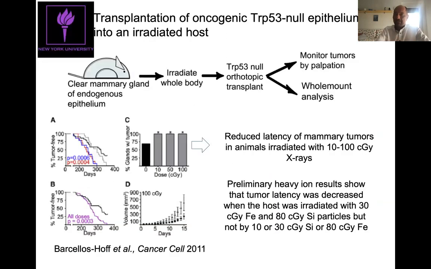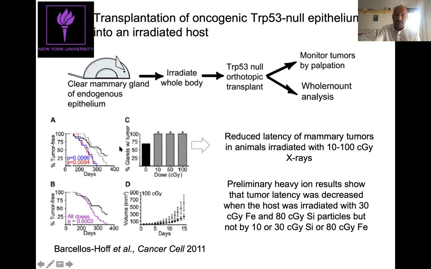I will show you some real data, also to show you how complicated the story is. You remember that I told you that the model of accumulation of mutations does not explain the whole story, if you want. This is an example. You take a mouse, you clean the mammary gland of endogenous epithelium, then you irradiate the whole body, then you transplant TRP53 null cells, cells that have no P53, and then you look for cancer.